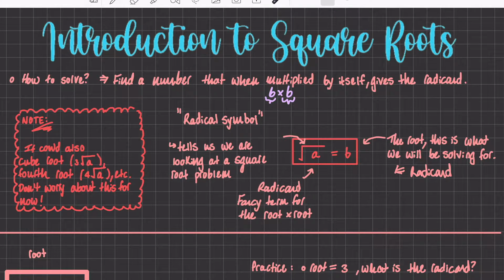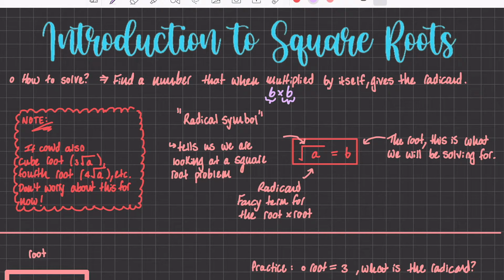Here we have the radicand. The letter I've assigned to the radicand is A, and the radicand is basically a fancy term for the root times the root. The root is this letter B that I've assigned to the root. And that's usually what we're going to be solving for in square root problems. Not always, but a lot of the time.